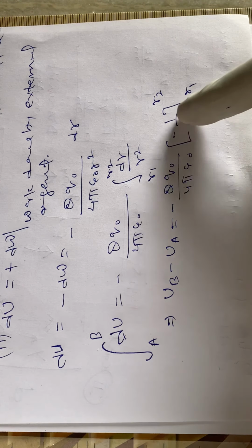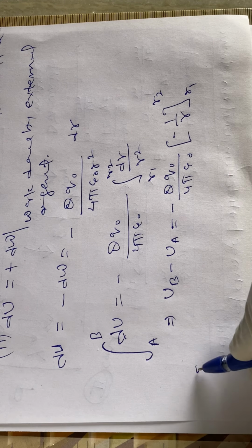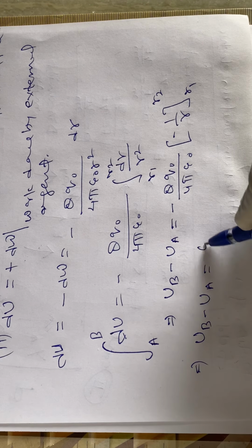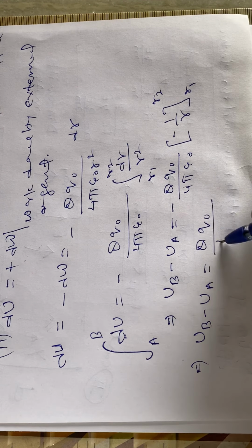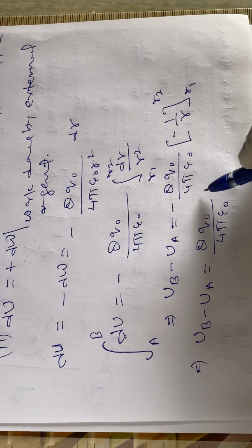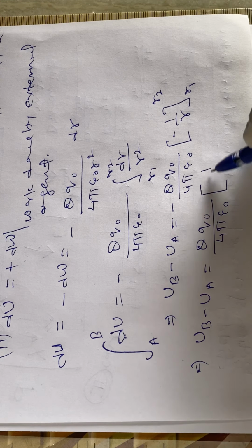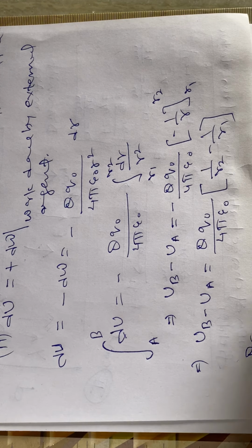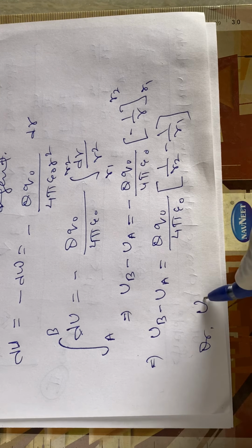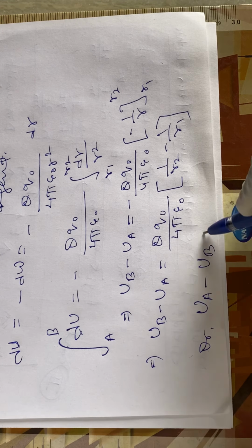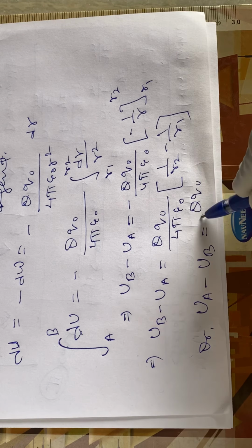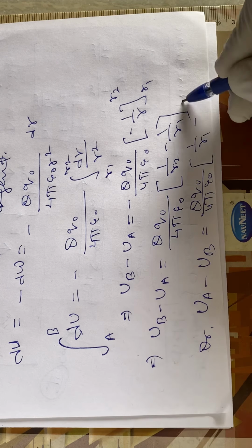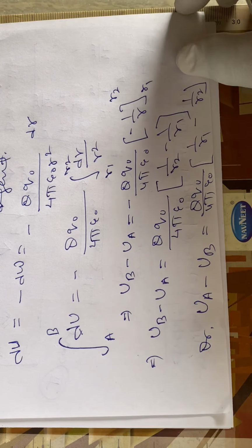Or this minus will become positive. So you can write UB minus UA is going to be Q Q naught over 4 pi epsilon naught, 1 over R2 minus 1 over R1. Or in a more general way, we can write UA minus UB equals Q Q naught over 4 pi epsilon naught, 1 over R1 minus 1 over R2.